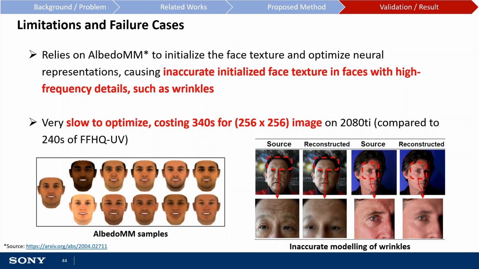Covering some limitations and failure cases, the primary drawback is that DeFace relies on the initialization of face texture with albedo, as shown in the figure on the right. For faces with many high-frequency details, such as wrinkles, DeFace may lose these details during reconstruction. Furthermore, the optimization of multiple light conditions makes DeFace slower than other single illumination methods. It costs around 340 seconds for a low resolution image of 256 by 256 on a 2080 Ti GPU, which is comparatively slower than the 240 seconds of FFHQ-UV.